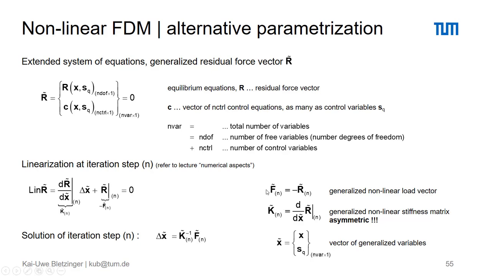You recall that the generalized nonlinear load vector is the negative generalized residual force vector, and the generalized stiffness matrix we receive from further linearization of the generalized residual force vector in iteration step n. And that's the vector of generalized variables, as I said, consisting of the original 3 variables and now the additional scaling factors of the force densities.